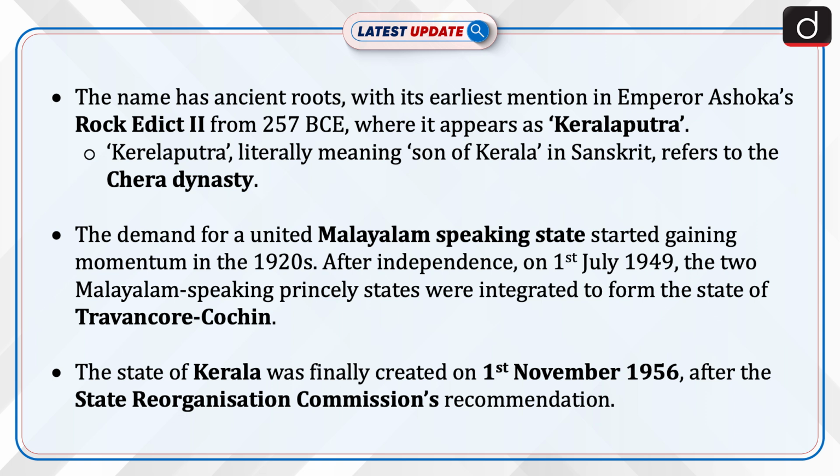The demand for a united Malayalam-speaking state started gaining momentum in the 1920s. After independence, on 1st July 1949, the two Malayalam-speaking princely states were integrated to form the state of Travancore-Cochin. The state of Kerala was finally created on 1st November 1956 after the State Reorganization Commission's recommendation.